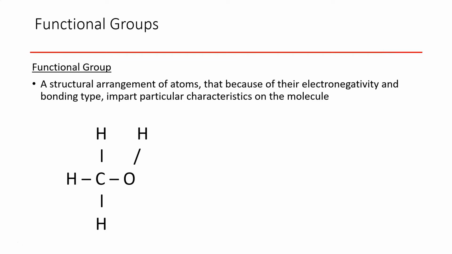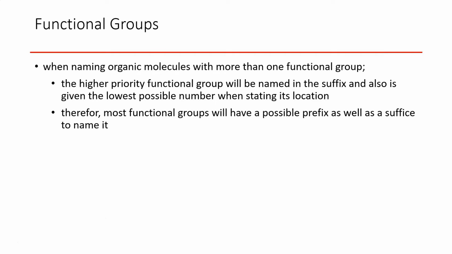So for example, in this molecule here, having the OH group would mean that this molecule would have dipole-dipole attractions and hydrogen bonding, which would drive a lot of its physical properties, but also having the OH group would tell us what kind of reactions it could be involved in.